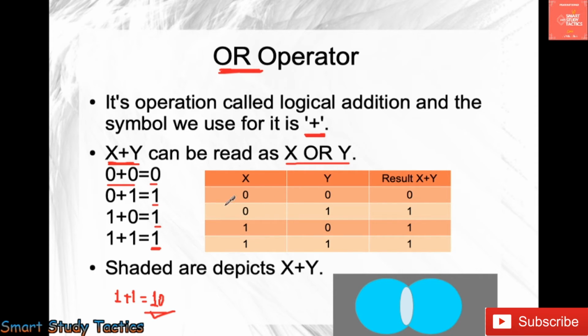Now if you want to represent these things in a table, you can represent them like that. I think this is clear to everyone. This is the Venn diagram. If you can remember it, that is good. If you cannot remember, there is no issue.